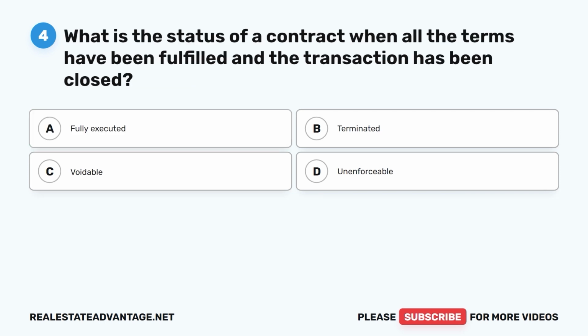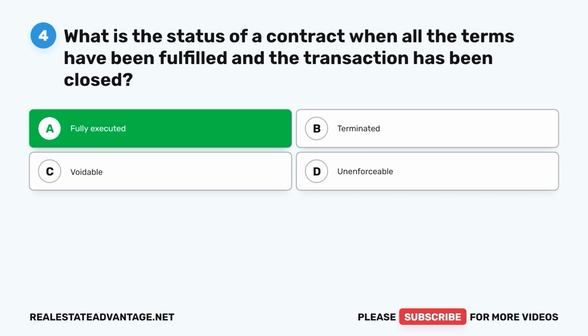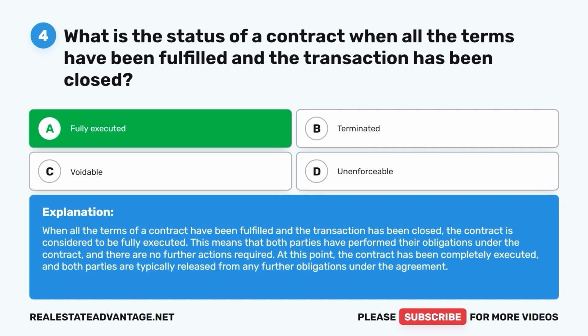Question 4. What is the status of a contract when all the terms have been fulfilled and the transaction has been closed? A. Fully executed. B. Terminated. C. Voidable. D. Unenforceable. The correct answer is A. Fully executed. When all the terms of a contract have been fulfilled and the transaction has been closed, the contract is considered to be fully executed. This means that both parties have performed their obligations under the contract and there are no further actions required. At this point, the contract has been completely executed and both parties are typically released from any further obligations under the agreement.